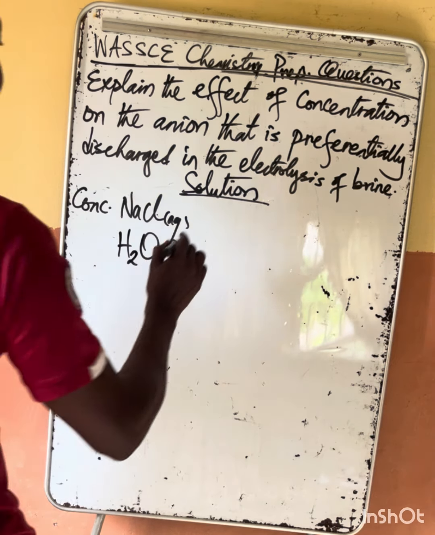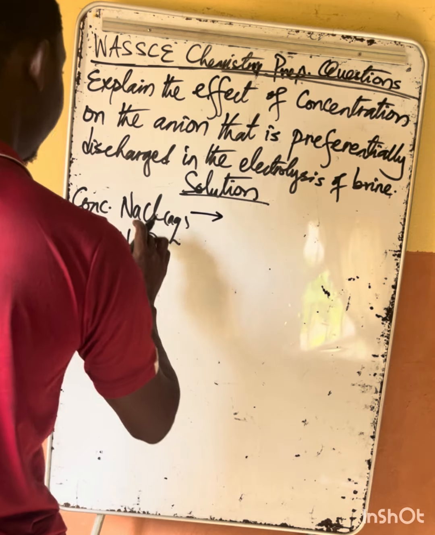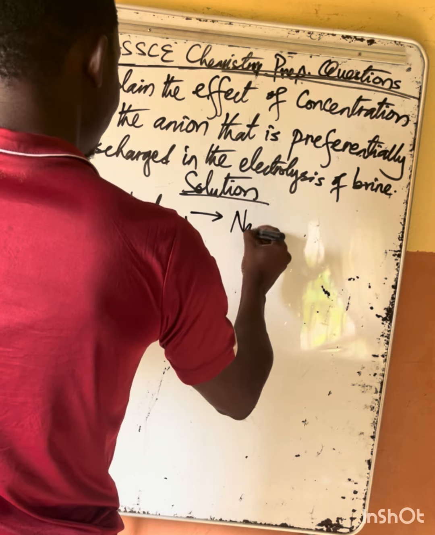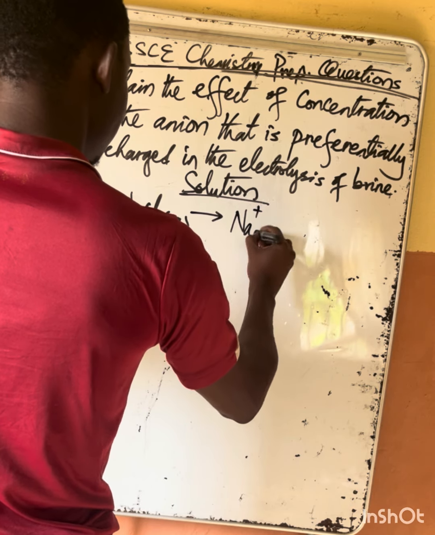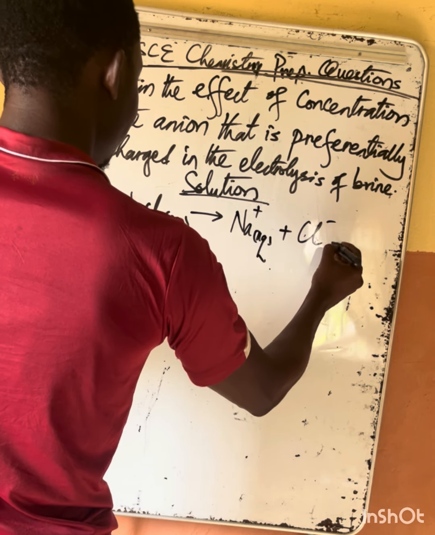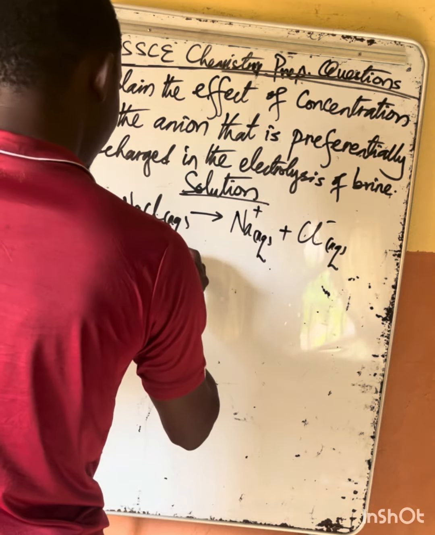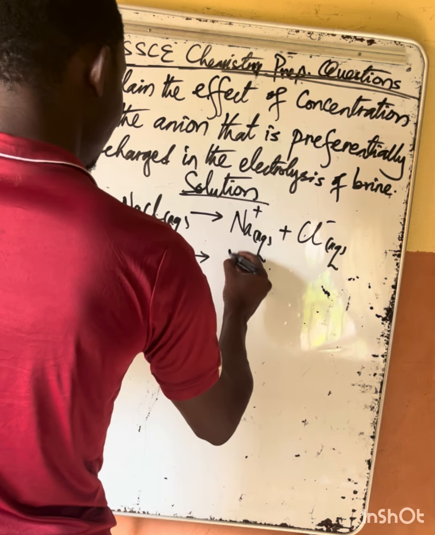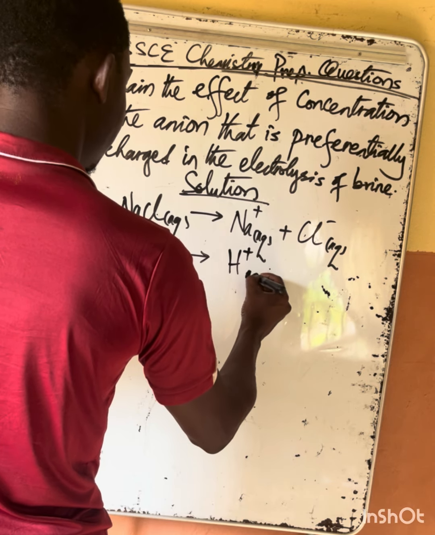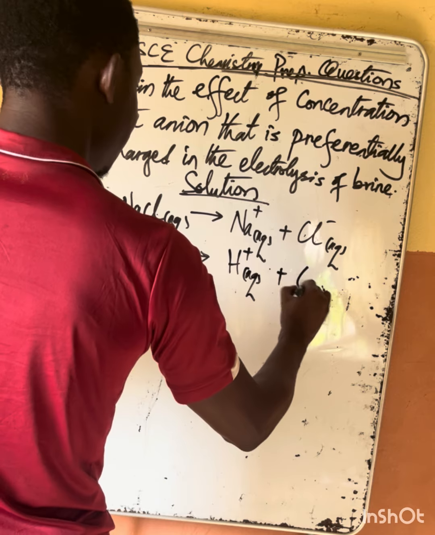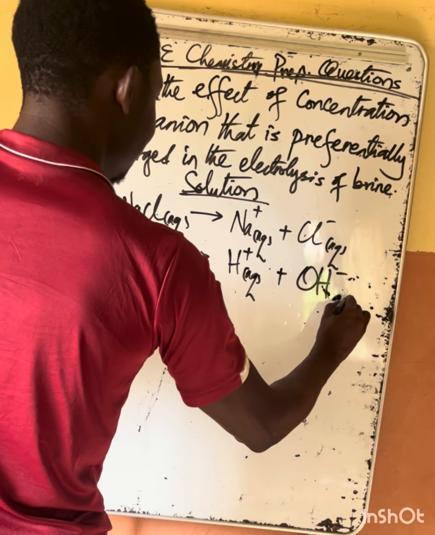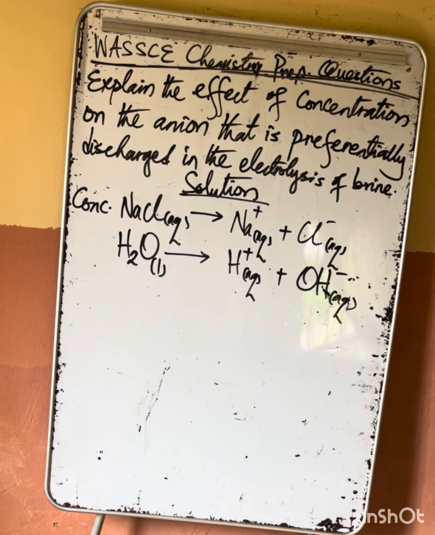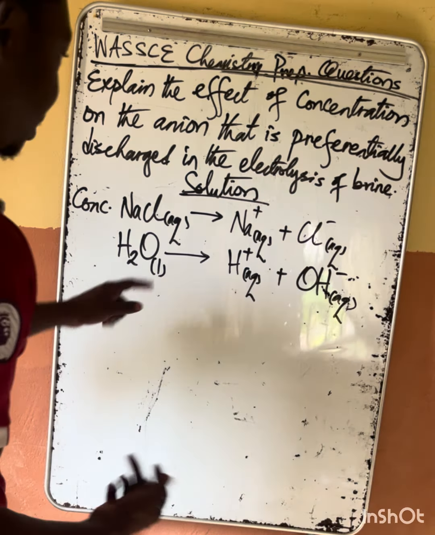So based on our ionic theory, if sodium chloride solution ionizes, we'll have sodium ion in solution and chloride ion also in solution. Then from the solvent, water will also ionize to give us hydrogen ion in solution and hydroxide ions also in the solution. The aqueous means in solution, okay? In solution where water is a solvent.